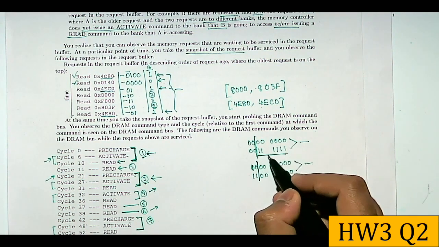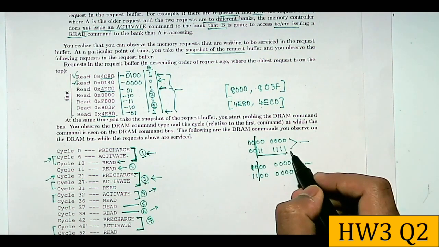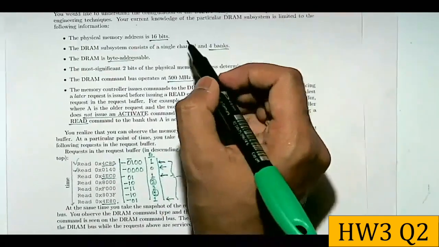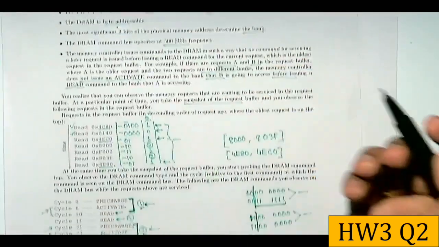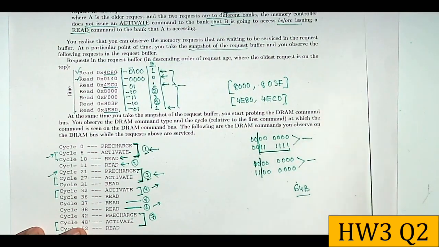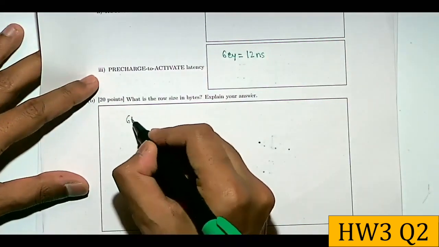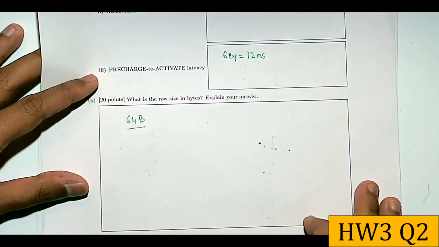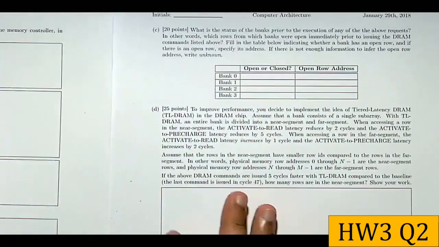How many bytes of that? You have 6 bits of addresses. This is a byte addressable memory, so 6 bits translates to 64 bytes. Make sense? So your row buffer size would be 64 bytes. Is it clear? Okay, now let's go to the next question.